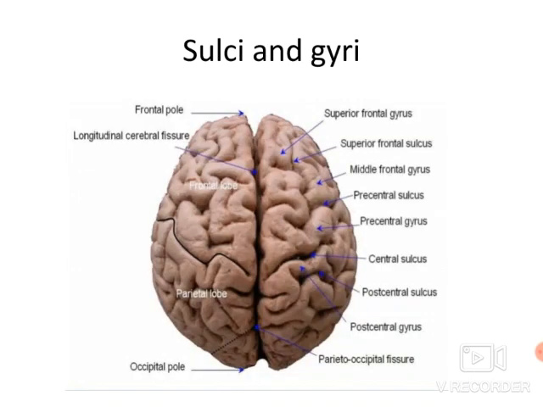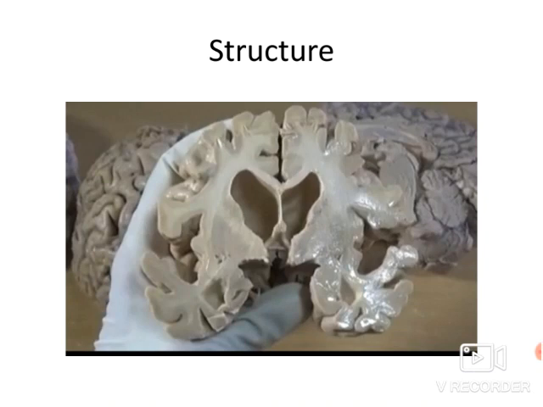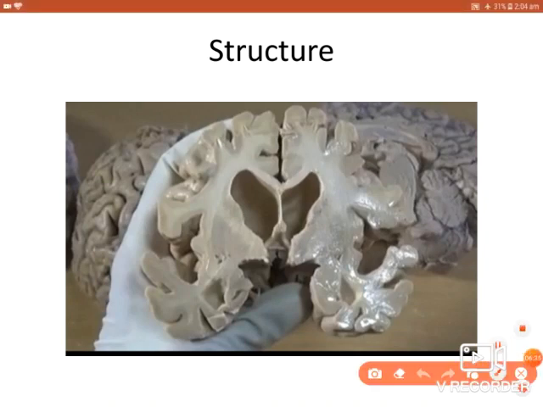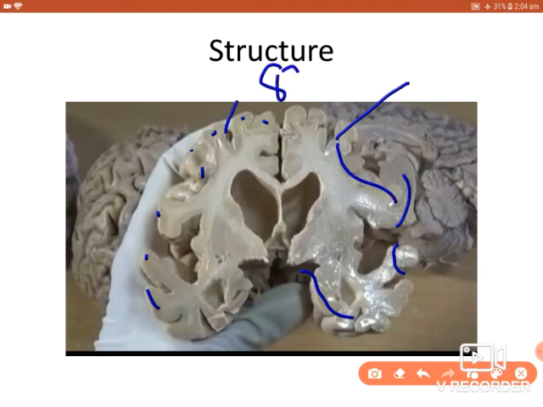Then coming to the structure of the cerebrum. When we take a coronal section, this is a coronal view. This outer area, this grayish color, is the gray matter. Then inner to the gray matter, you can see this is the white matter.